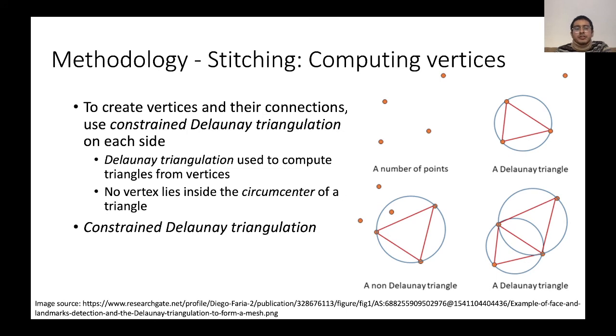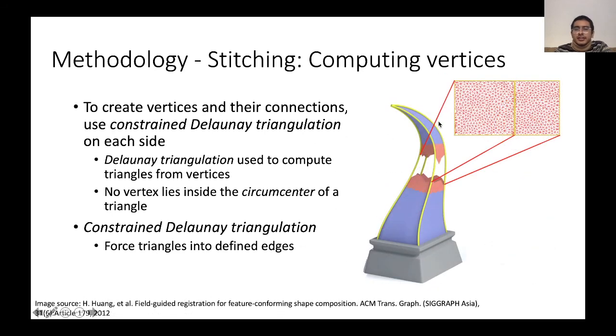However, constrained Delaunay triangulation is similar, except now you force these triangles that are being formed onto defined edges. So in this case, the defined edges would be the boundaries between both parts, which would then form a structure like this, which then constrains the triangulation onto a rectangle.